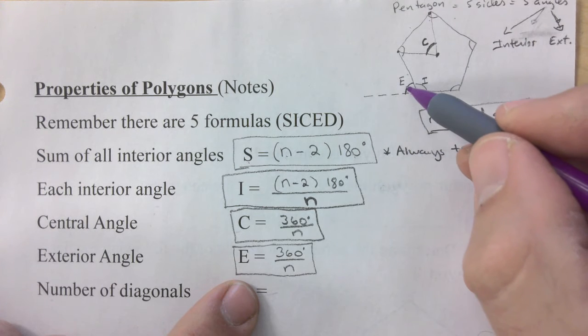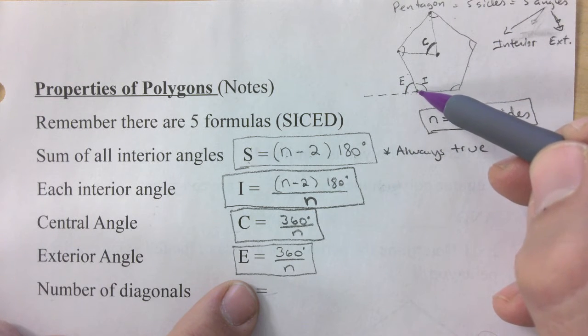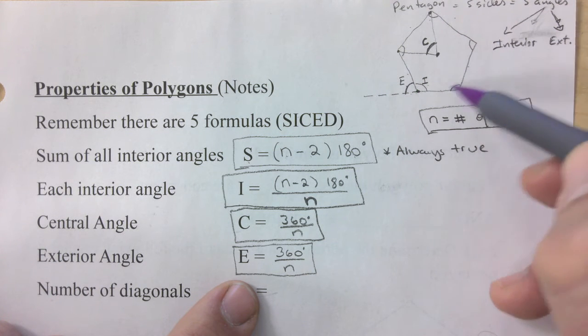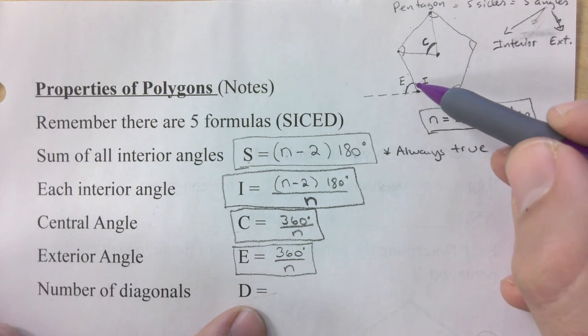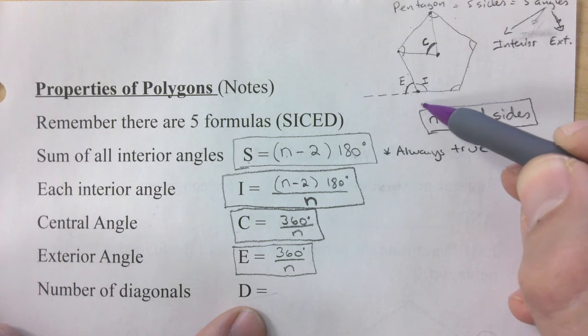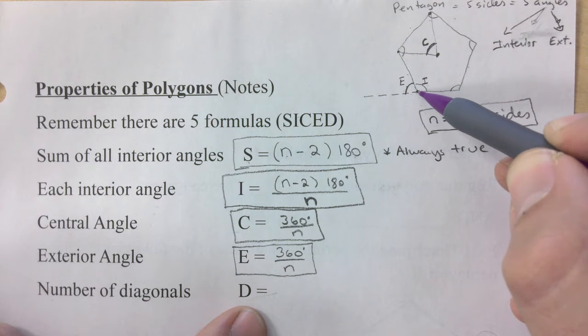So the exterior angle is here. How many exterior angles will a pentagon have? As many as they have interior. So if they have 5 interior, then it will have 5 exterior angles. Again, you could have extended this side and called this exterior here, but you can't have 2 in one corner. Only one.